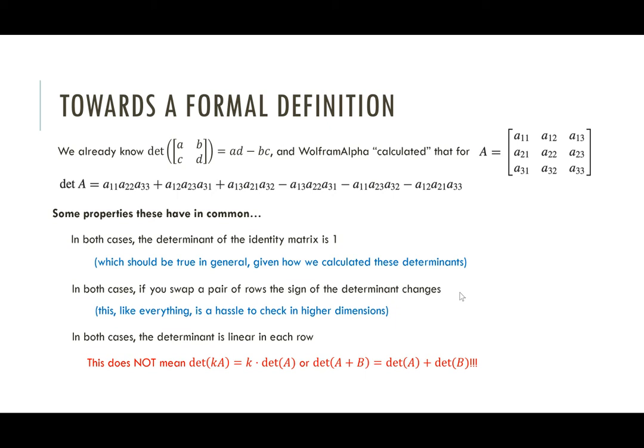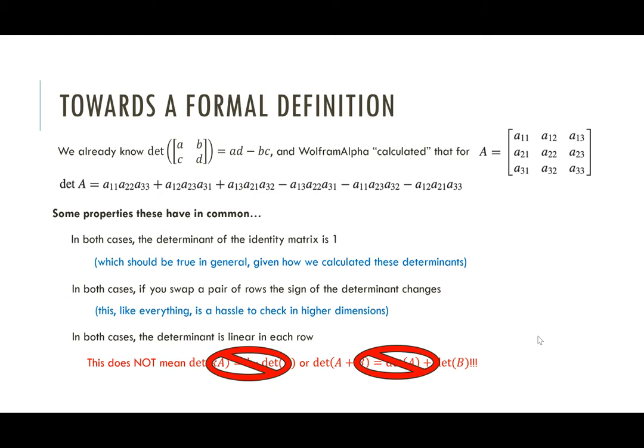To say that the determinant is linear in each row does not mean that you can just pull out a scalar or distribute over addition. In fact, in general, these things are super not true. So, okay, what do I mean then?